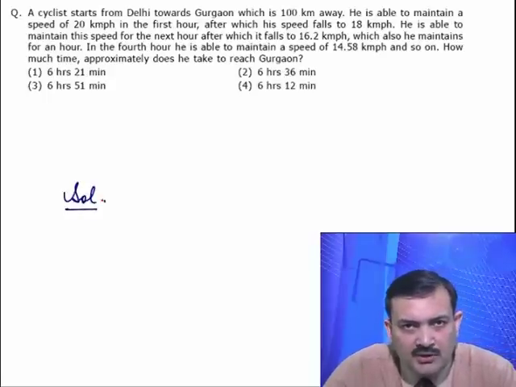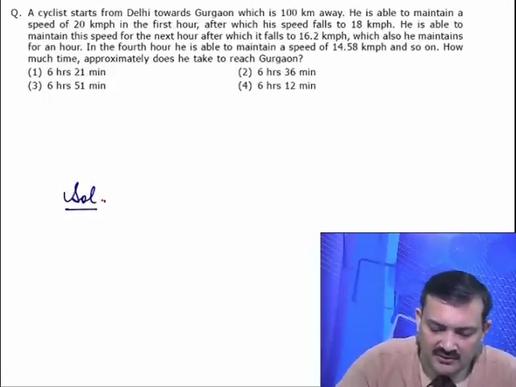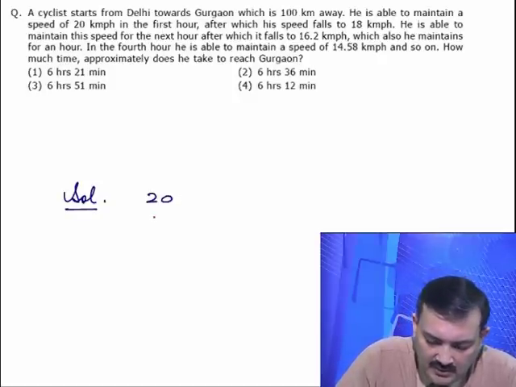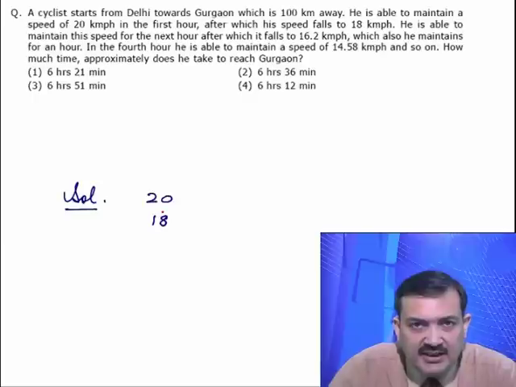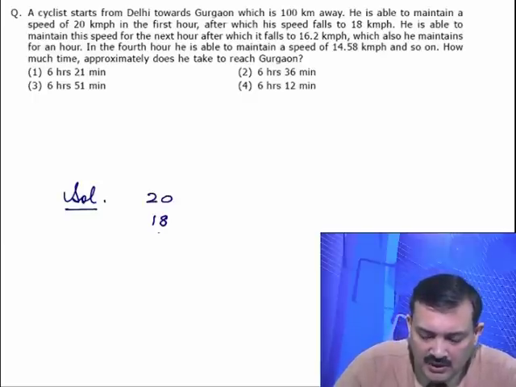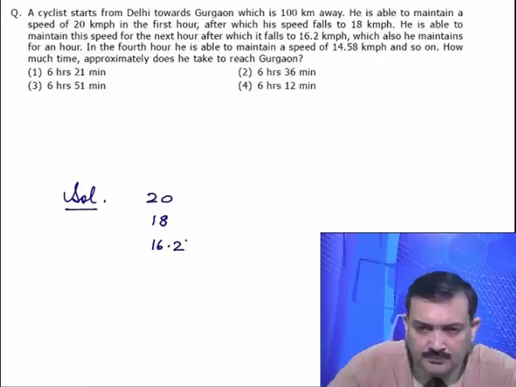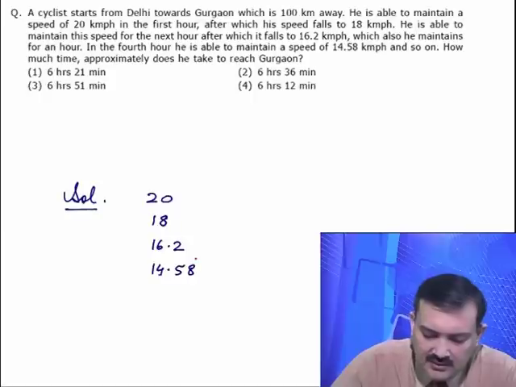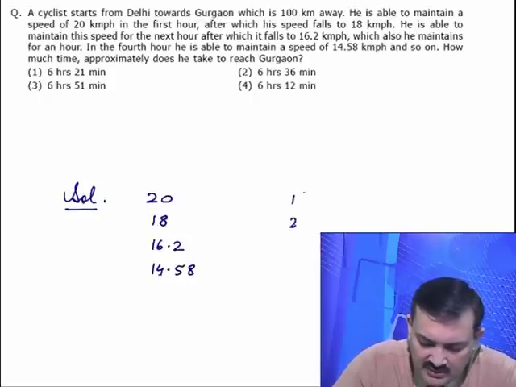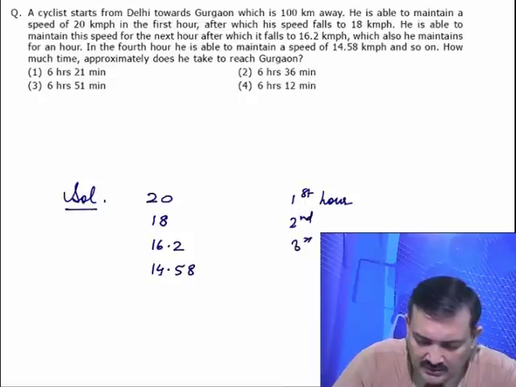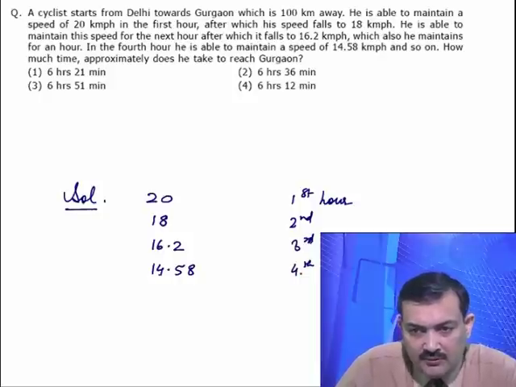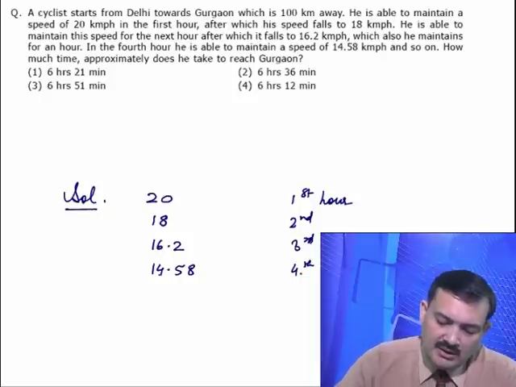You will have to observe the speeds carefully. Let us write down the speeds. 20 becomes 18, becomes 16.2, becomes 14.58. This is the first hour, this is the second hour, this is the third hour, this is the fourth hour, and so on. And the question is, when does he reach Gurgaon?